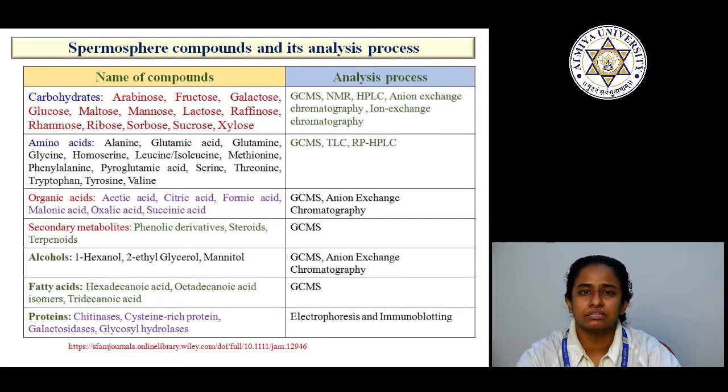This is the elaborative chart which you see in this PPT, where on the left side you can see the different types of compounds, starting from carbohydrate, amino acid, organic acid, alcohol, certain secondary metabolites, fatty acid and proteins, and how they can be analyzed by different techniques. The majority are chromatographic techniques or mass spec, like GCMS, NMR, HPLC, TLC, RPHPLC, electrophoresis, immunoblotting. These high throughput analytical procedures are available to detect such compounds present in the spermosphere region.